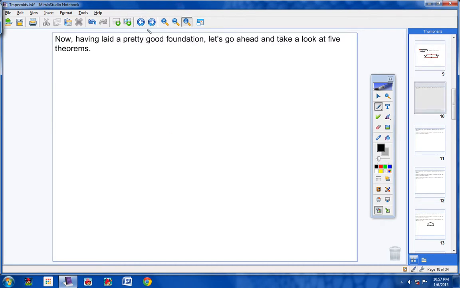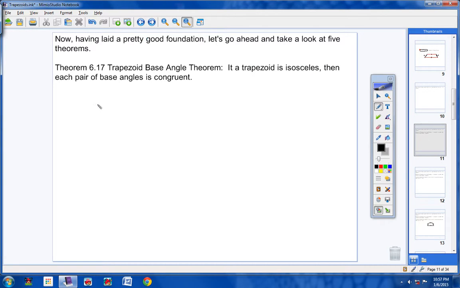Okay, now, having laid a pretty good foundation, let's go ahead and look at 5 theorems. Please copy this theorem in your notes. I'll pause a second while you copy this down, okay? Theorem 6.17. It's called the trapezoid base angle theorem. And it reads as follows. If a trapezoid is isosceles, then each pair of base angles is congruent.